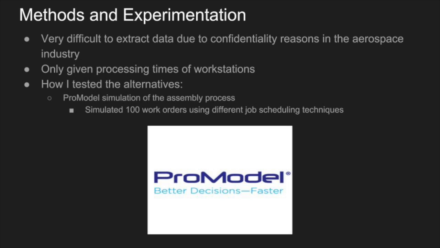The simulation runs a total of 100 work orders. I created 100 different entities that represented work orders and ran them through the production process. Each entity had a starting and ending date, and based on their respective job scheduling technique, that was the order in which they entered the production process. The 100 work orders represent the demand of 1 month, and the simulation duration is 1 month as well.